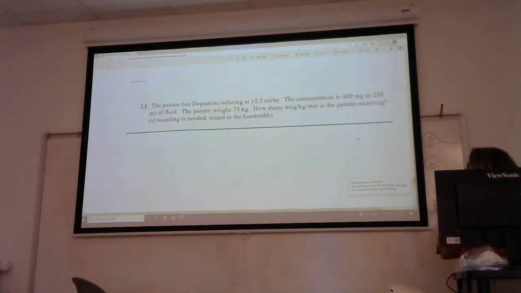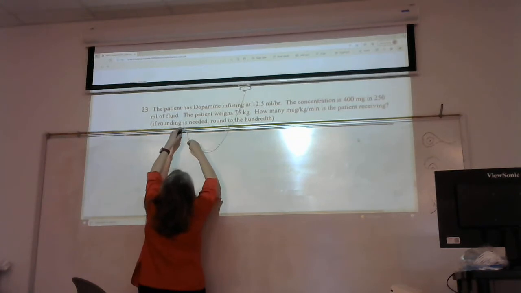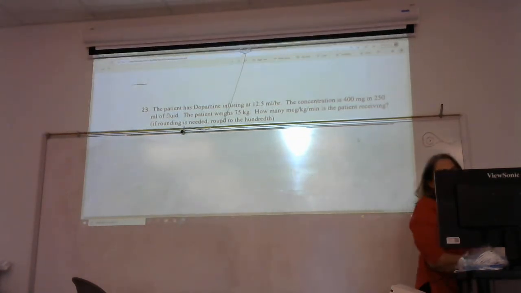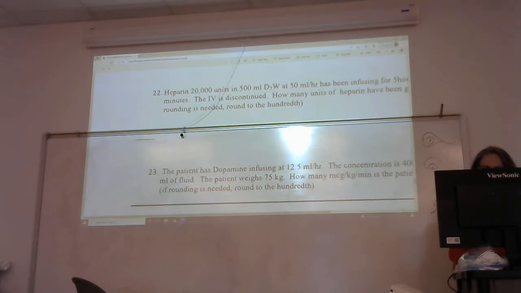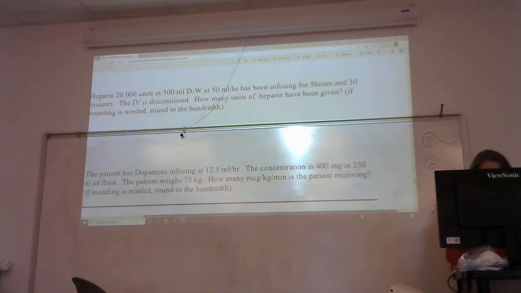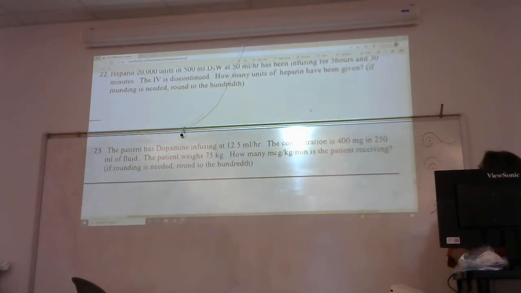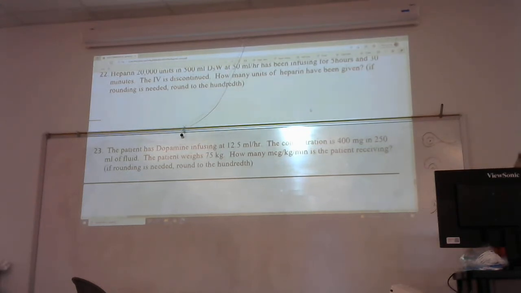All right. So, apparently there was a problem that y'all just had a fit over. So we're going to look at one that's extremely similar. Maybe the same one, I don't know. So there it is. Our patient has dopamine going at 12.5 milliliters an hour. The concentration is 400 milligrams in 250 milliliters of fluid, and the patient weighs 75 kilograms. How many micrograms per kilogram per minute is the patient receiving?